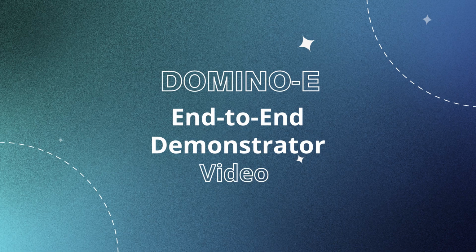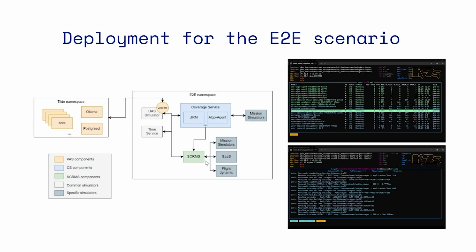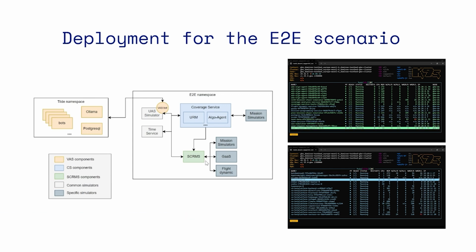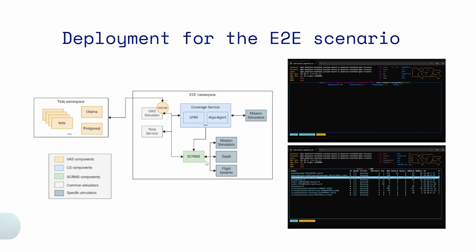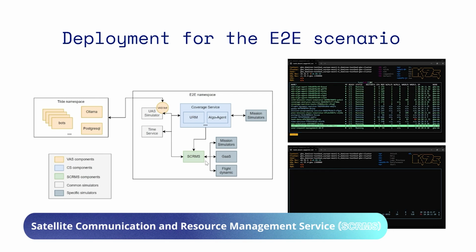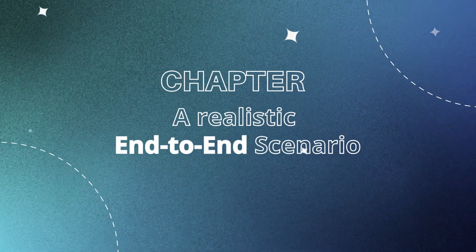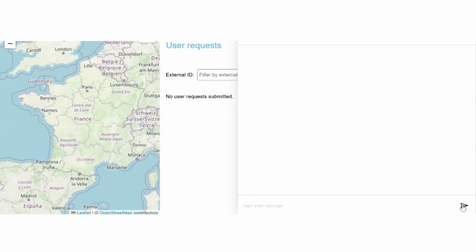For this demonstration, all components of the DOMINO-E architecture are deployed on a shared cloud testbed. The virtual assistant service operates in its own namespace, while the coverage service and the satellite communication and resource management service are deployed together. After deployment, the user logs into the UAS interface and opens the chat to interact with the virtual assistant service.